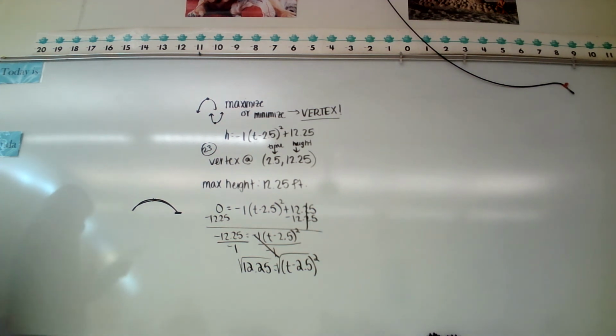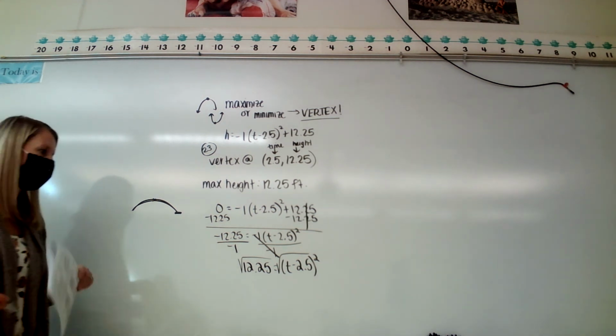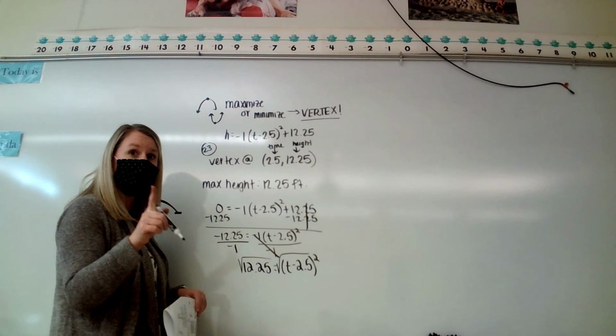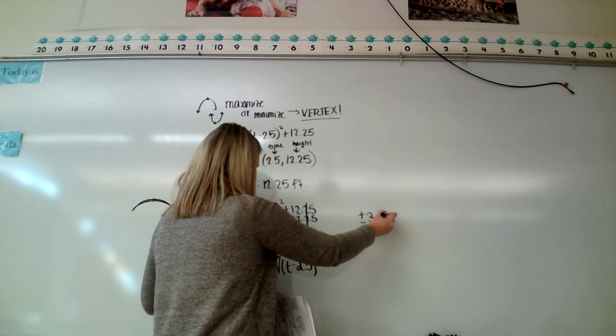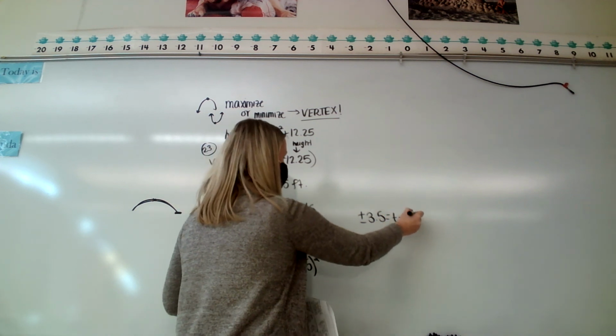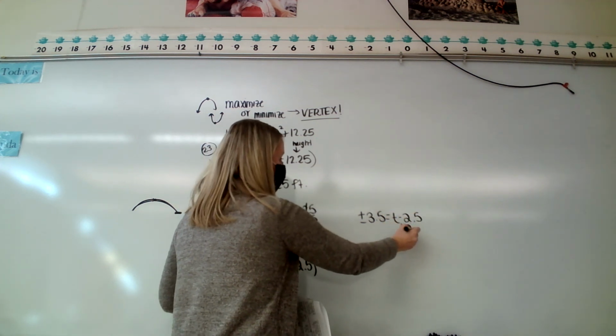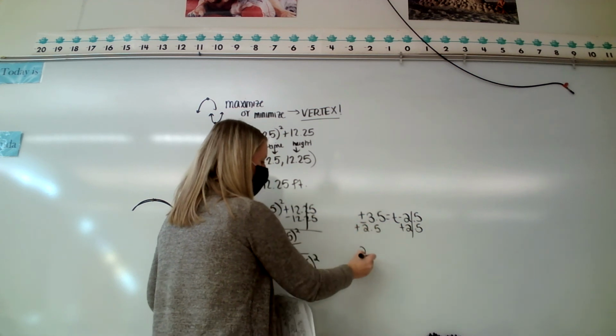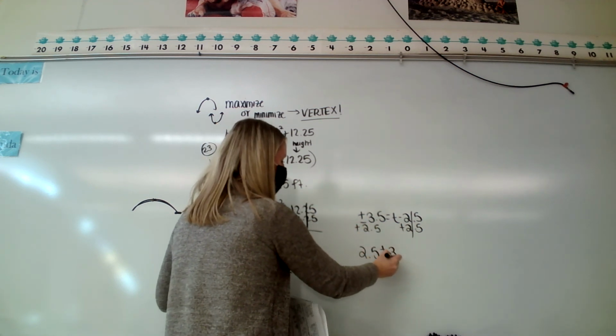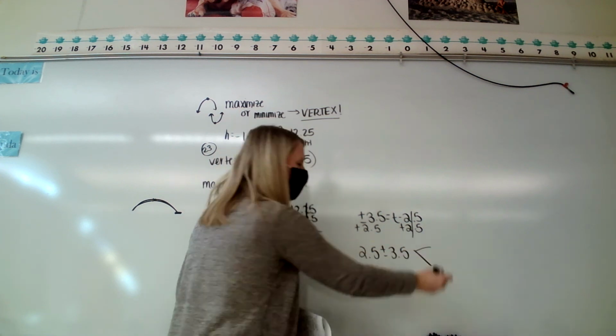The square root of 12.25, is it 3? 3.5. Just remember when you take square roots, that plus or minus. So it's plus or minus 3.5 equals t minus 2.5. And then I can add. So we can write this as 2.5 plus or minus 3.5, but we can actually combine, right, to find our two answers.